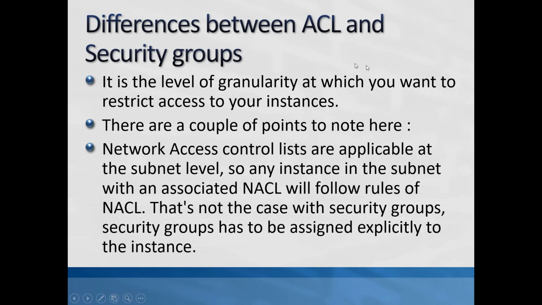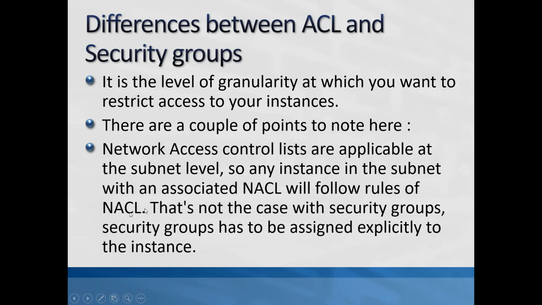So here, differences between NACL and security groups. It is the level of granularity at which you want to restrict access to your instances. There are a couple of points to note here. Network access control lists are applicable at the subnet level. So any instance in the subnet with an associated NACL will follow the rules of NACL. So if you want to block some ports, you can do it on subnet level. So port 25 email traffic, port 80 HTTP traffic, port 443 which is your HTTPS traffic, port 1433 which is your database traffic.